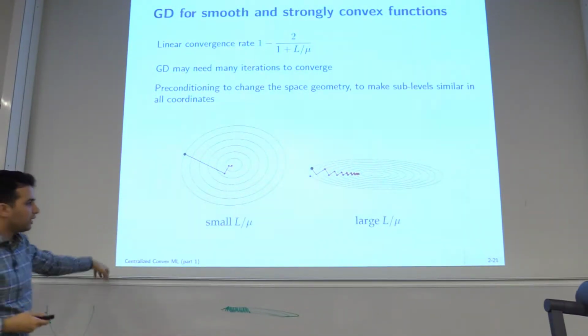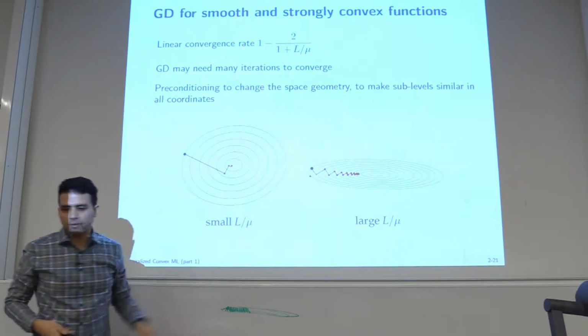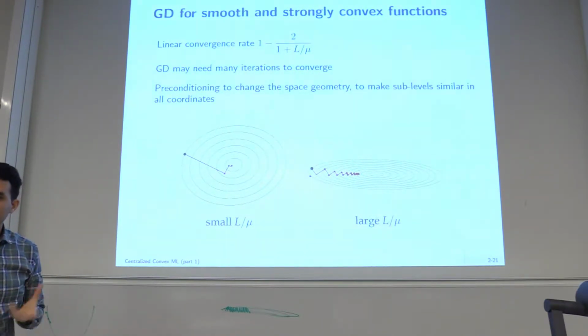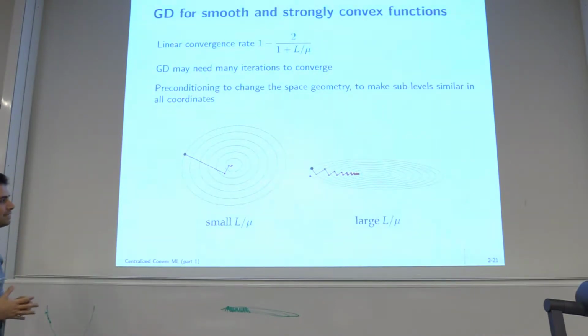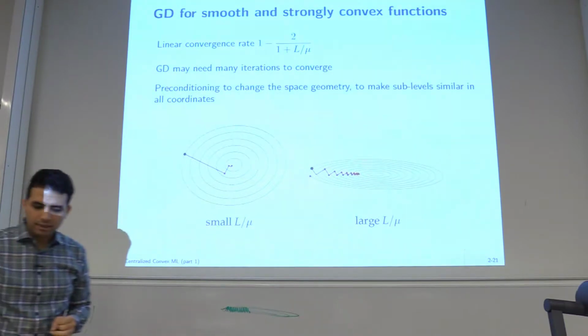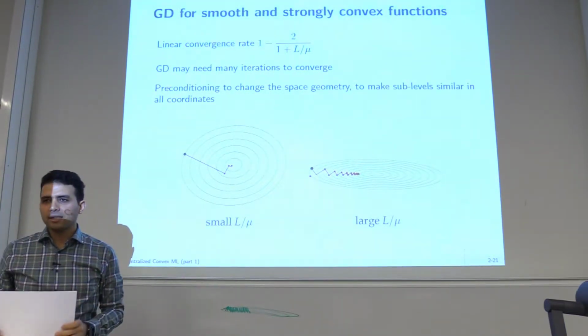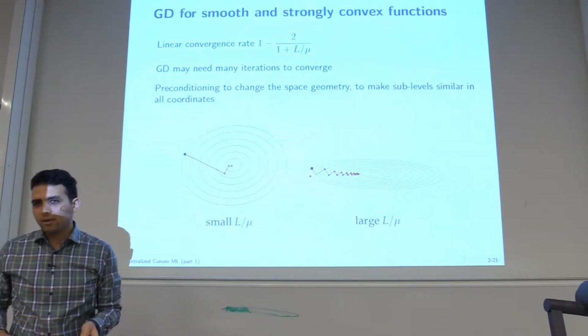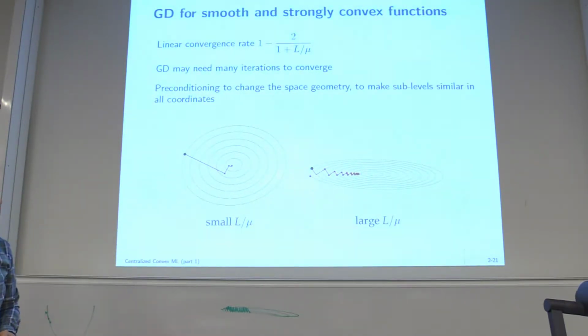But what would happen if L divided by mu is small? By definition, L divided by mu is lower bounded by 1, right? Because L should be greater than mu anyway. If it is 1, then we have a perfect circle, so everything is round in all directions. In that case, gradient descent works just fine. So if you have gradient descent implemented and it works just fine with 100 iterations, then you're lucky, that's it. Because in most scenarios, especially in high dimension, this is not the landscape of the optimization.